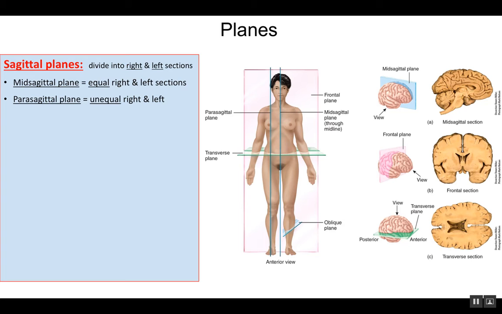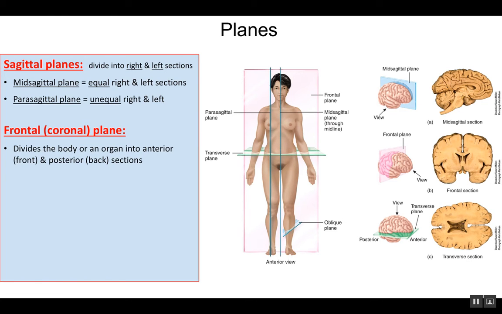If you do it right down the middle, we call that a mid-sagittal. So if you cut the brain or the whole body right down the middle, each section is going to be equal. On this drawing, this vertical line right down the middle is a mid-sagittal plane. If we're off to one of the sides and therefore produce an unequal right and left, we call that parasagittal. So maybe we want to look at the kidney. If we did a mid-sagittal, you would not see the kidney because the kidneys do not lie along the midline of the body. So we might want to do a parasagittal plane to be able to see that kidney.